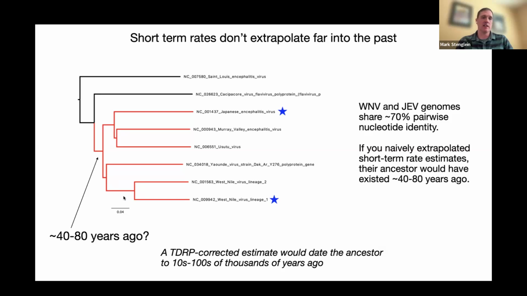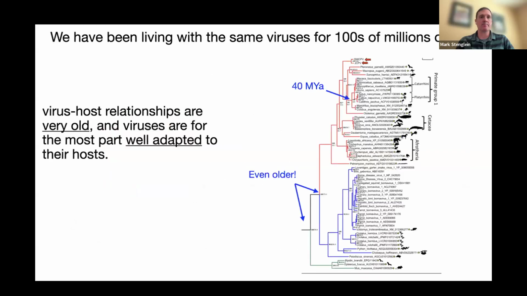And if you actually sequence West Nile virus or JEV sequences from 40 to 80 years ago, you'd find that they're much closer to the tip of the tree. So there's a problem with extrapolating short-term rates, and you have to be careful when you use tools like BEAST that use short-term rate estimates for dating these internal nodes. A better estimate would put that ancestor at tens or probably hundreds of thousands of years in the past. The other point to make is that we've been living with the same viruses for hundreds of millions of years.